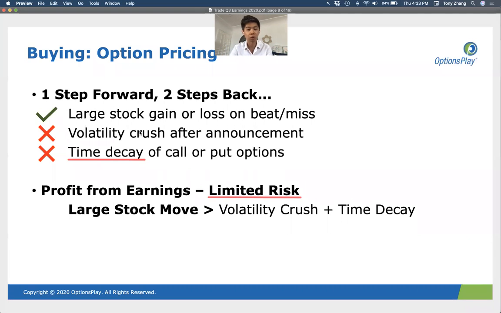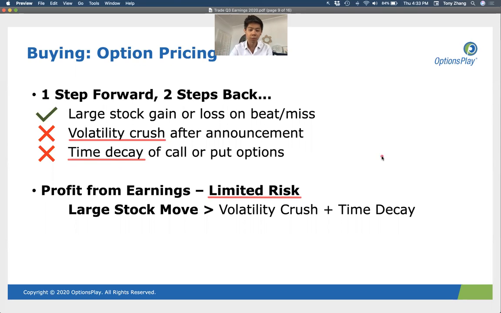And this is what we refer to as volatility crush, because the implied volatility of an option will decline after the earnings announcement because the uncertainty is no longer there. We have new information, and that reduces the volatility of that stock going forward. So you have these two factors working against you. And on the other side, you have the directional view.